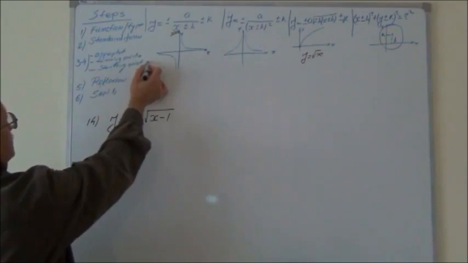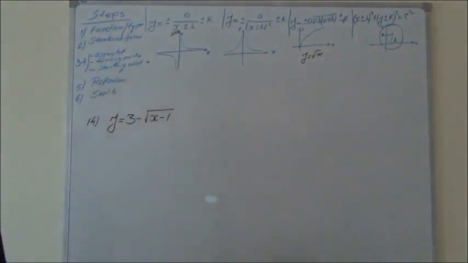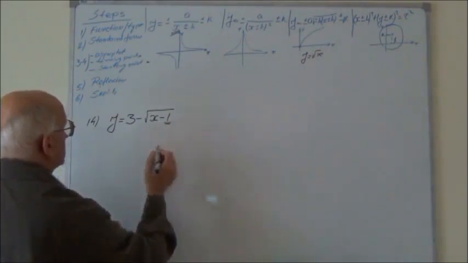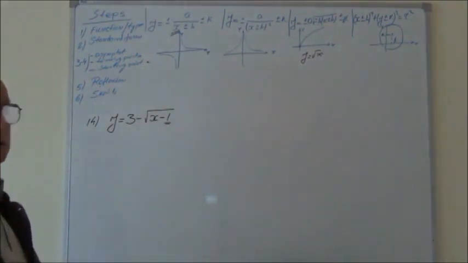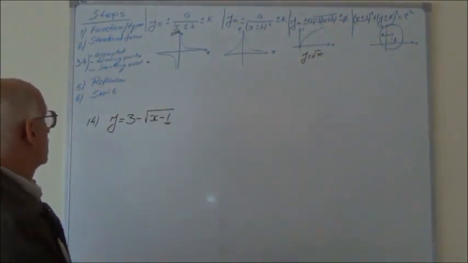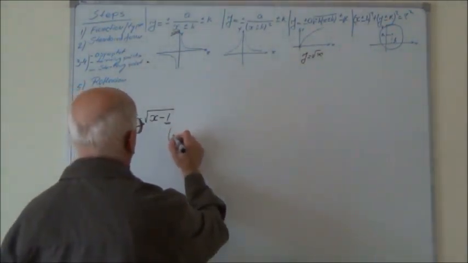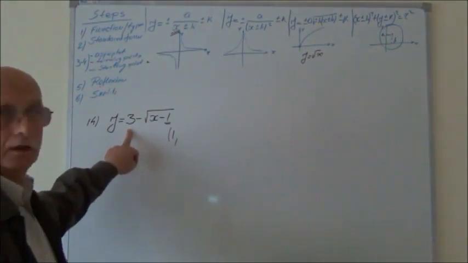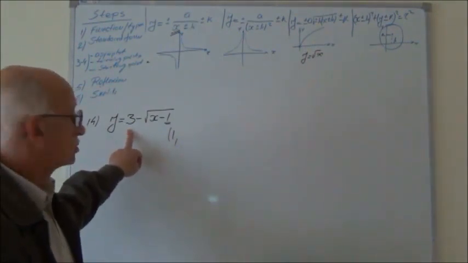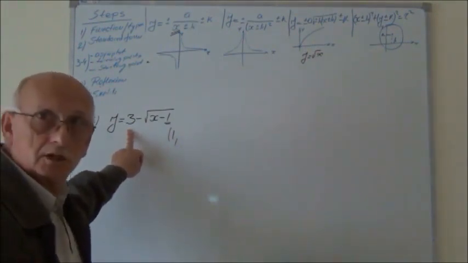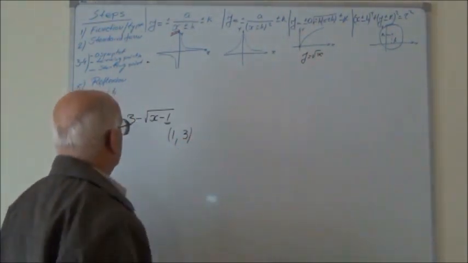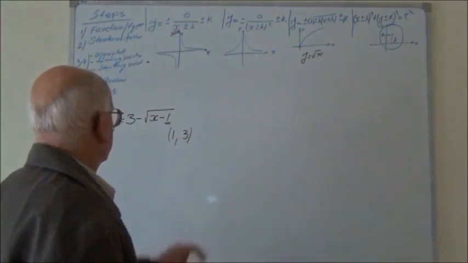Then we have to see what the starting point is. We have a horizontal translation, 1 unit to the right, so the x coordinate will be 1, and 3 is the vertical translation, so the vertical translation is 3 units up. This is our starting point.